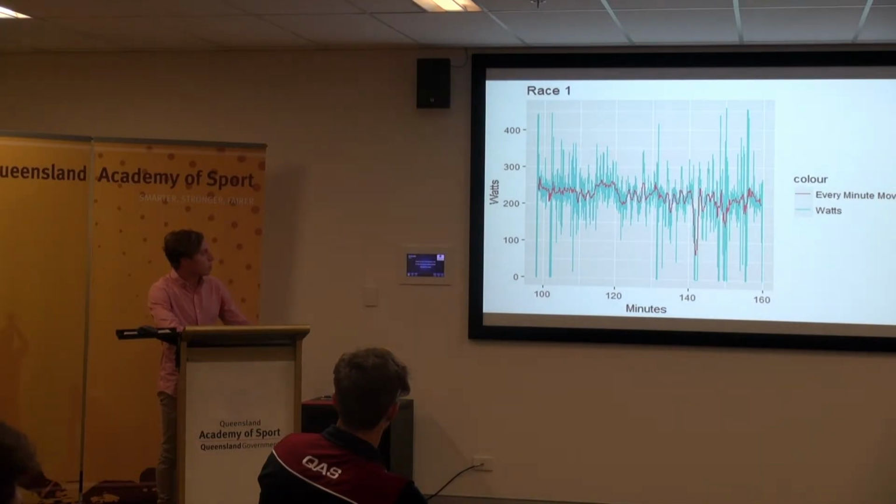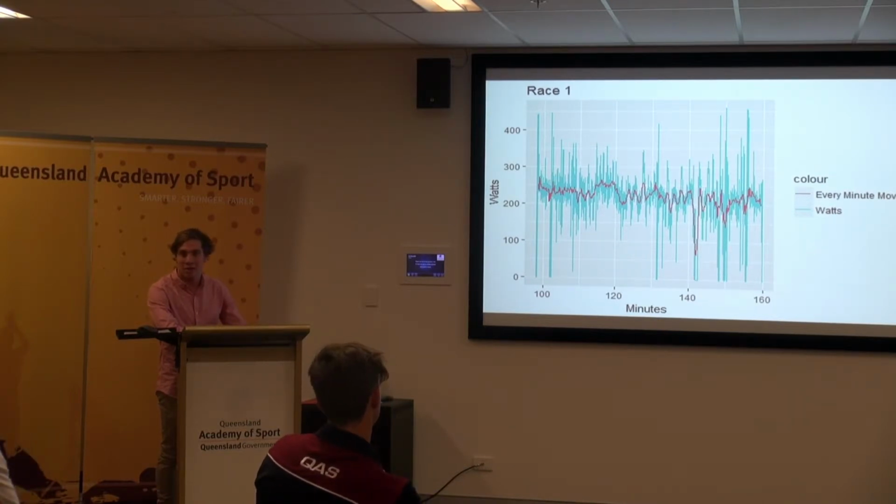So this is the plot for race 1. Here in blue we have the raw data. As you can see, it's very hard to actually get anything out of it. Looks pretty random and noisy, but if we put the pink plot on top with the moving average of every minute, we can start to see something from it. For example, at about 115 to 120 minutes, the athlete was at a significantly higher effort, and probably at around 145 minutes, there was a significant drop for a fair amount of time as well.